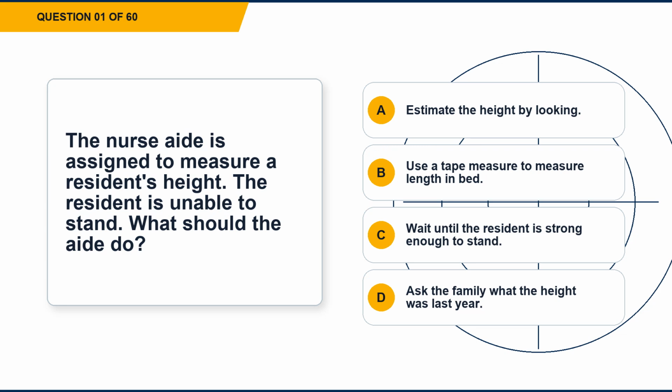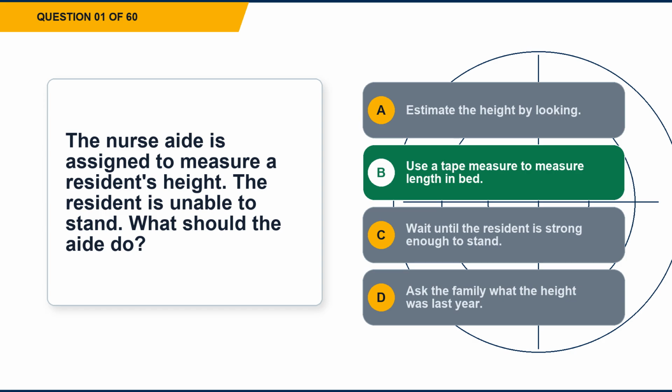Question 1. The nurse aide is assigned to measure a resident's height. The resident is unable to stand. What should the aide do? Option A. Estimate the height by looking. Option B. Use a tape measure to measure length in bed. Option C. Wait until the resident is strong enough to stand. Option D. Ask the family what the height was last year.